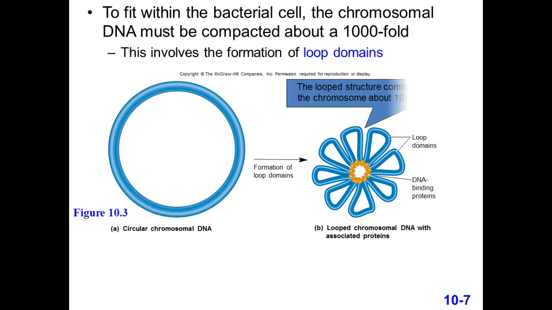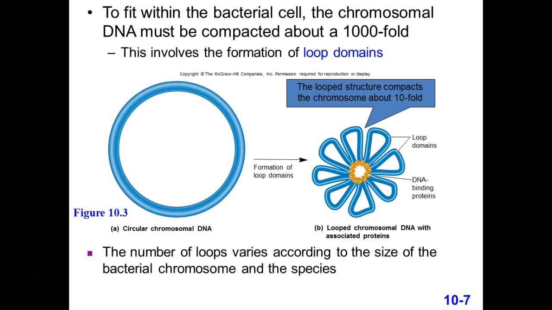So there's our loop domains. That's actually 10-fold. From circular to loops, it's a 10-fold. But we get it compacted a total of 1,000 times to actually fit in the cell and not be stretched out. So obviously, if I don't have this memorized, remember I said this is the stuff I'm testing you on.